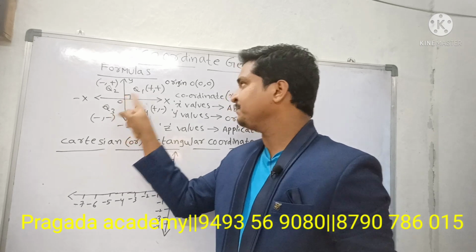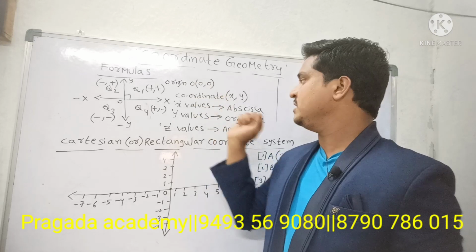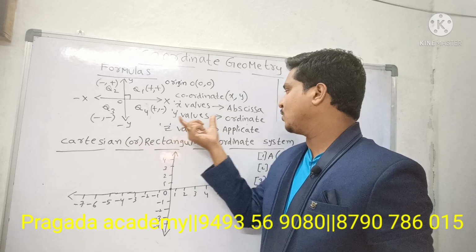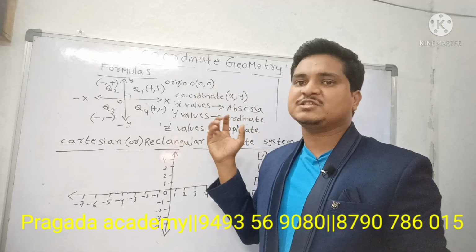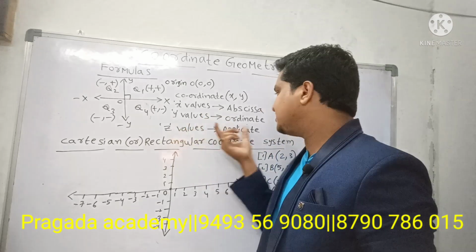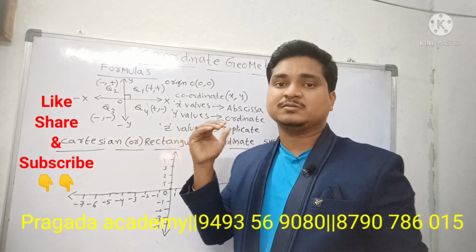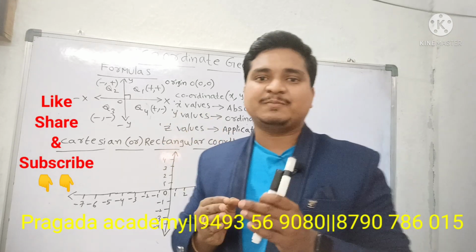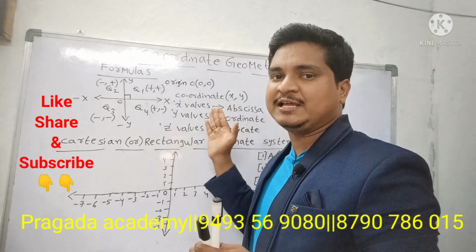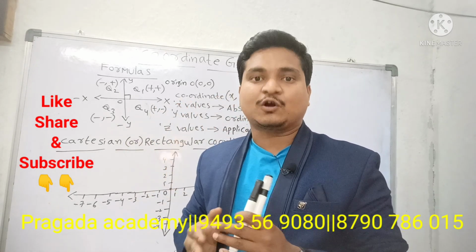O is the fixed point, nothing but the origin. We can represent it as 0 comma 0 in open brackets. X values we call the abscissa, and y values we call the ordinate for two dimensions. If you want to represent three dimensions, we need to include the z-axis also. Z values we call the applicate. Three-dimensional geometry is helpful to solve problems from physics also. Why? Because maths is the queen of science, and physics is the king of science. So if you know maths properly, then physics is very easy, nothing but physics numericals are very easy for competitive exams.